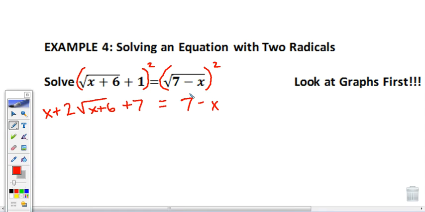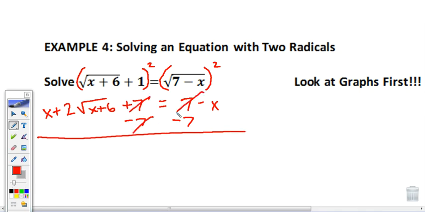Okay, so let's start by subtracting a 7 here first from both sides. Ooh, that's good. What happens here? Yeah, your 7s just go away here. And they also go away here and here. So what we're left with is x plus 2 square roots of x plus 6 is equal to negative x.